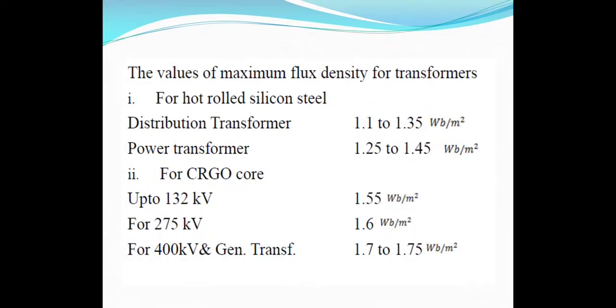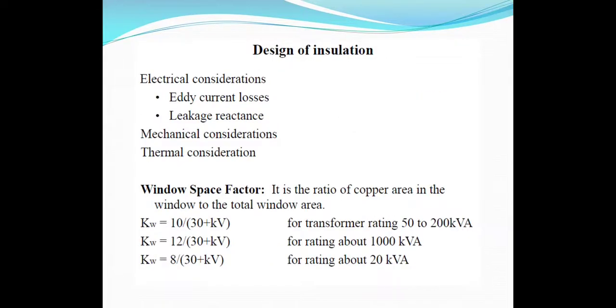And these are the typical values of flux density for different cores. First one is hot rolled silicon steel, and second one is cold rolled grain oriented silicon steel. Here the typical values are shown. From this we understand that hot rolled silicon steel has a minimum value of flux density, and cold rolled grain oriented steel has a high value of flux density.